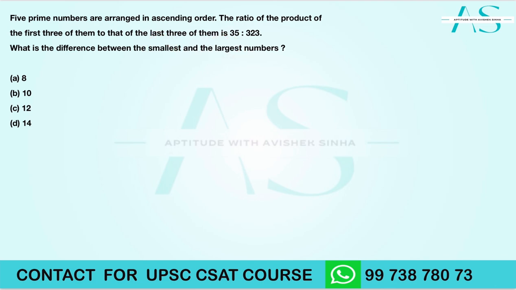Okay, so we know prime numbers are basically numbers having only two factors, one and the number itself. The first prime number is 2, then we have 3, 5, 7, 11, 13, 17, 19 and so on.